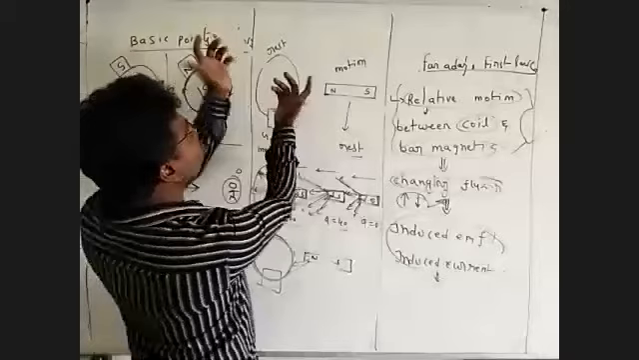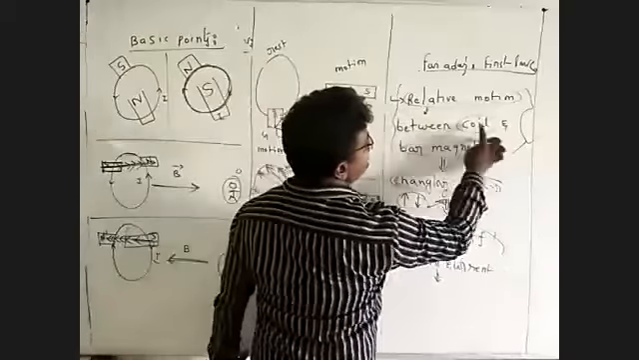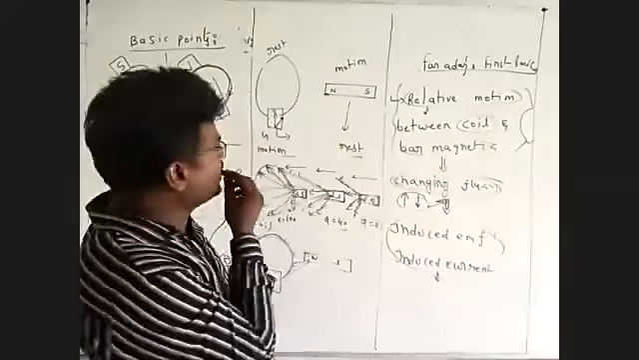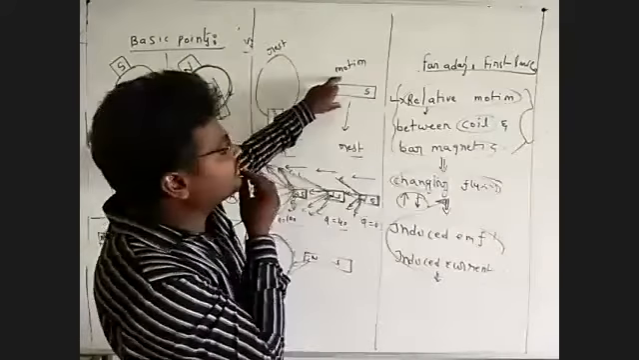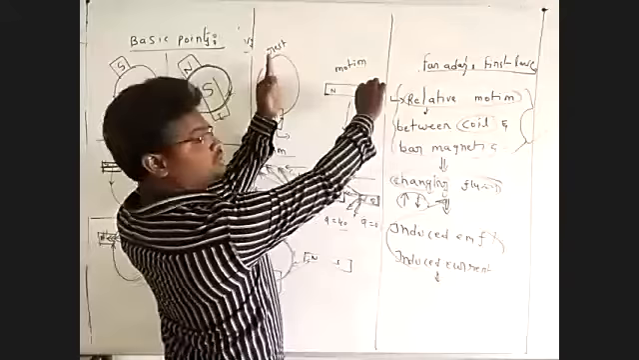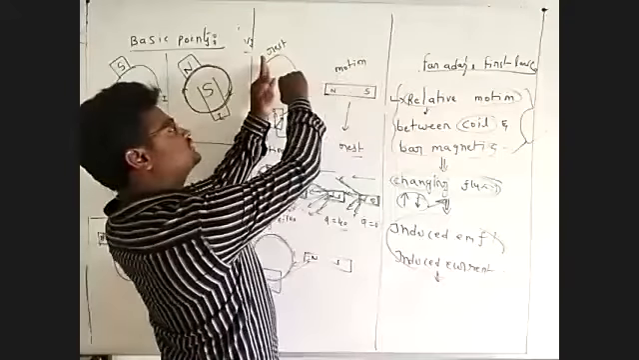Here I'm taking a coil and a bar magnet. First condition: relative motion between the coil and the bar magnet. Condition number 1: the coil should be at rest and the bar magnet in motion. Suppose, for example, the bar magnet is moving towards the coil.